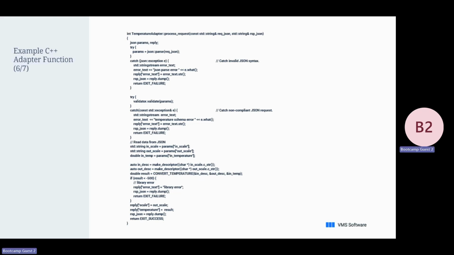We've got some stuff in. We're making some string descriptors here. We'll need those when we talk to Fortran. And so we call our actual Fortran function here, convert temperature. And we check errors, we build a JSON response, and we can throw it back.